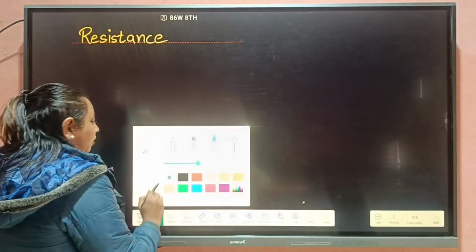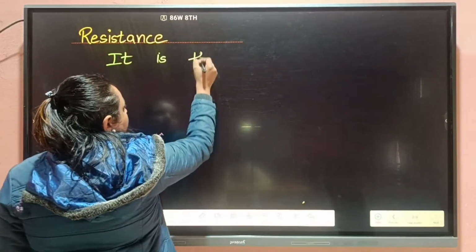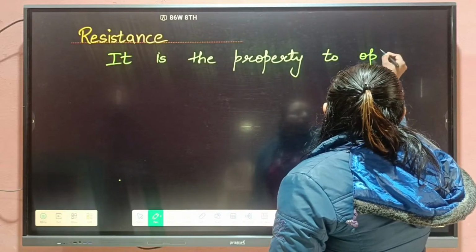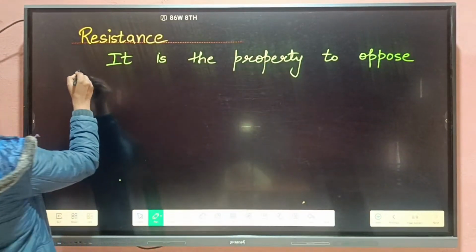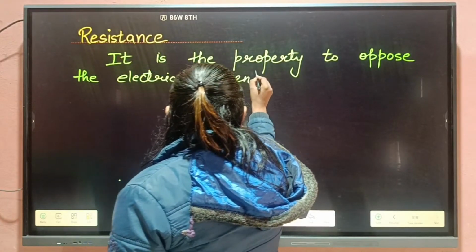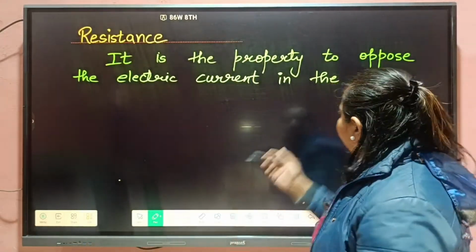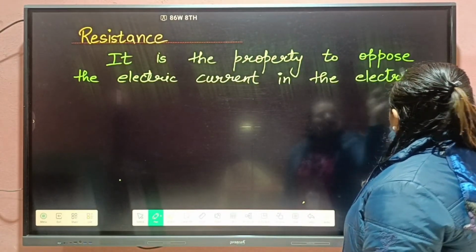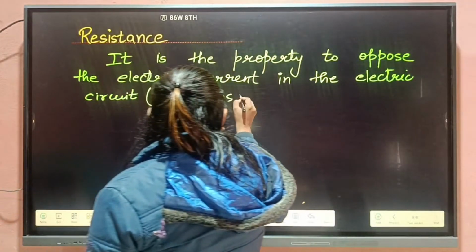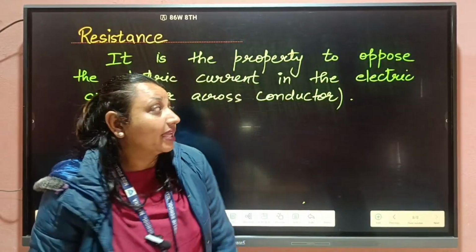So next we have resistance. We talk about resistance. What is resistance? So it is an intrinsic property. It is a property of the conductor. It is a property to oppose the electric current in the electric circuits या through the conductors, in the electric circuit or across conductor, right? So property which oppose the current is known as resistance.